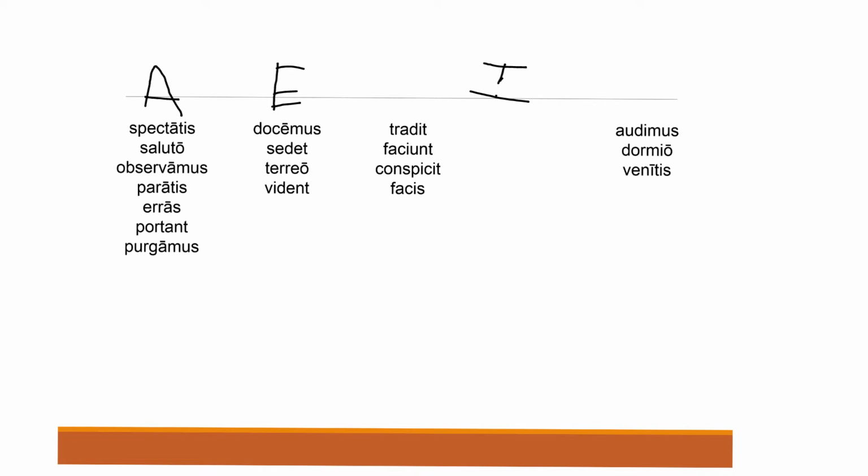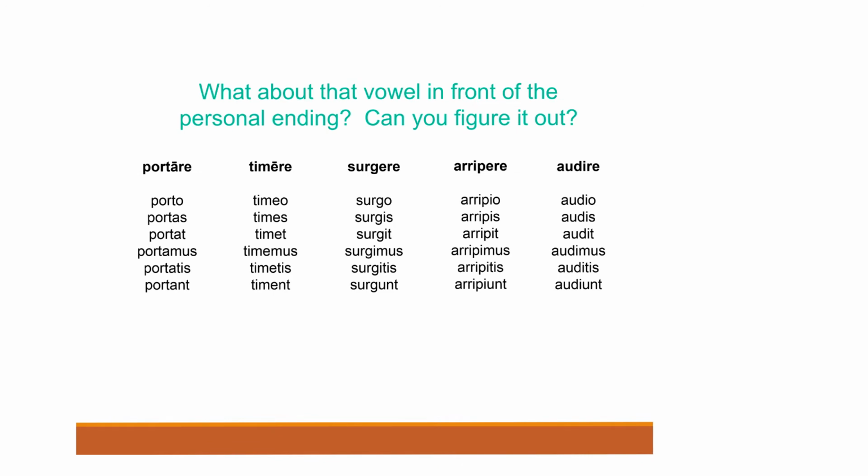Okay. Now we're going to talk about how these divide into different categories. So you can see here that we have 5 different categories of verbs. These are the conjugations, and they're based on what vowel comes at the end there, before the ending -re. And they've been conjugated into the 6 personal forms here. Porto, I carry, portas, you carry, portat, he, she, or it carries, and so on.